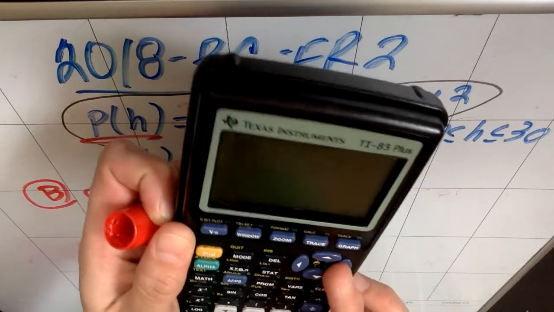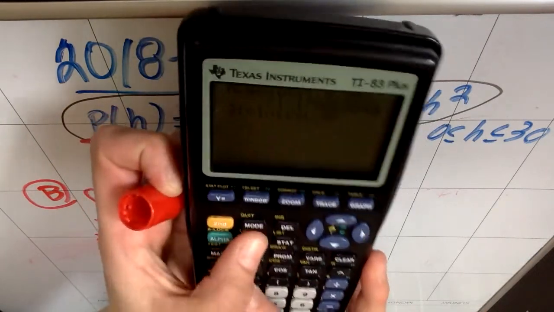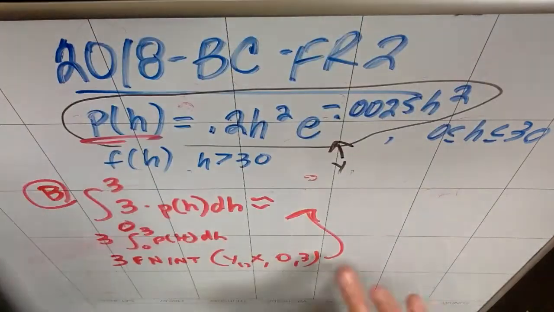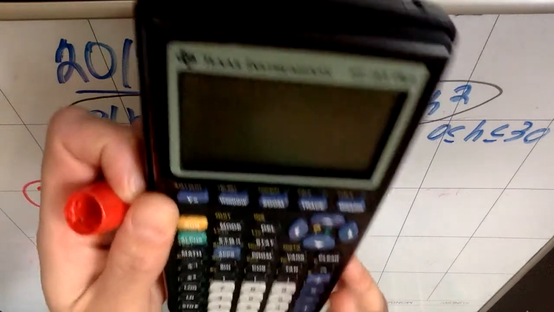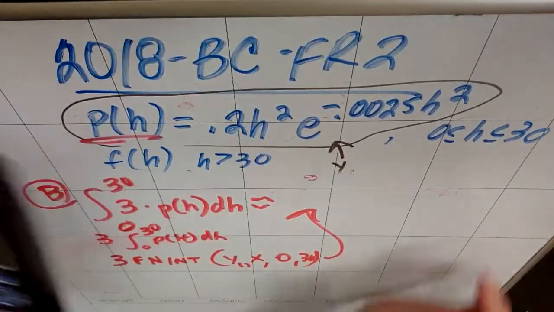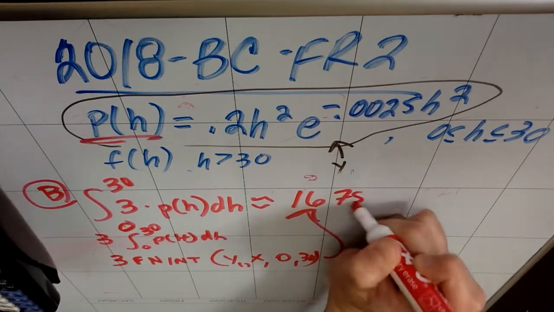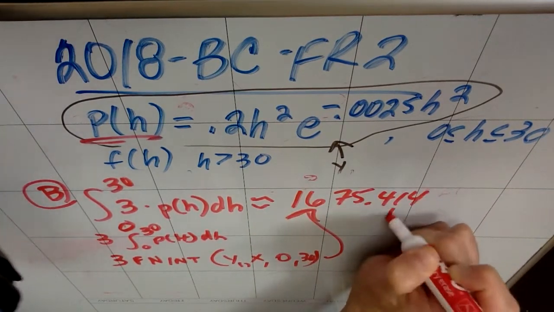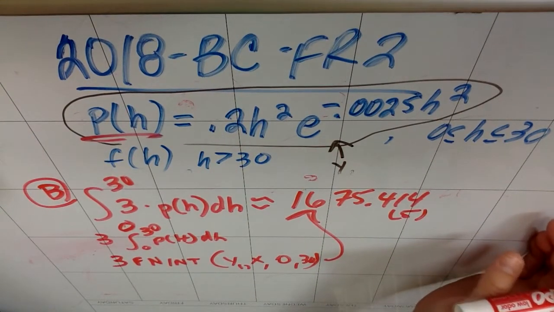I go to y-vars, function, y1, comma, with respect to x, from 0 to, it's not a 3, it's a 30, come on brain, 30, and I hit enter. Right, and I get that it is 1675.414 or 5.